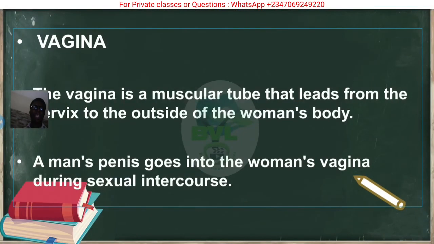Then the last one, the vagina, which is a muscular tube that leads from the cervix to the outside of the woman's body. The man's penis goes into the vagina during sexual intercourse, otherwise called coitus. So that is the function of the vagina. It's a passage for sperm cells to go in. It's also a passage for the baby to come through during delivery. And of course, it's also the passage for menstrual blood flow, or period blood flow, to come out during menstruation. We're going to get to that shortly.